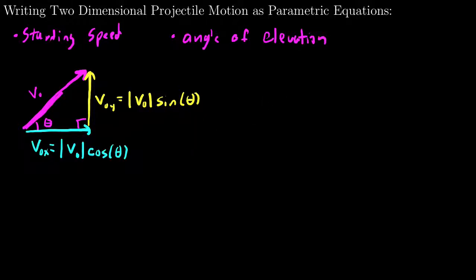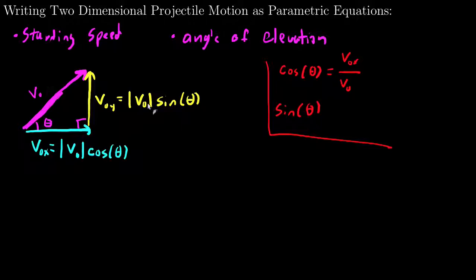Now, I guess I'll show the rationale here, may as well. The cosine of theta will equal v0x over v0, magnitude-wise. Multiply both sides by v0 and you get this. The sine of theta, being opposite over hypotenuse, will be v0y over v0. Multiply both sides by v0 here, and you get this equation.